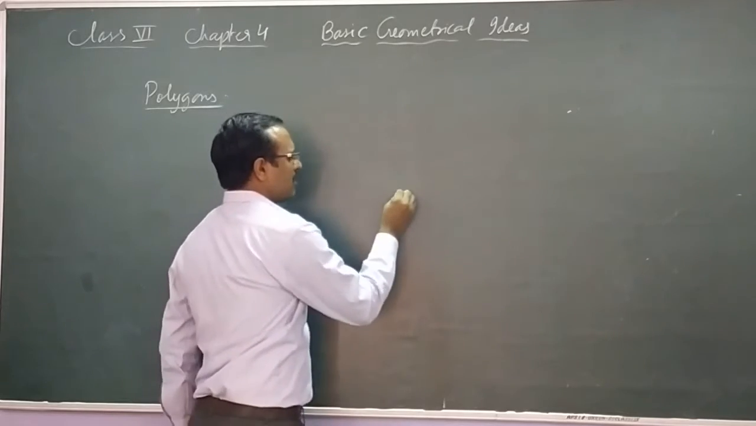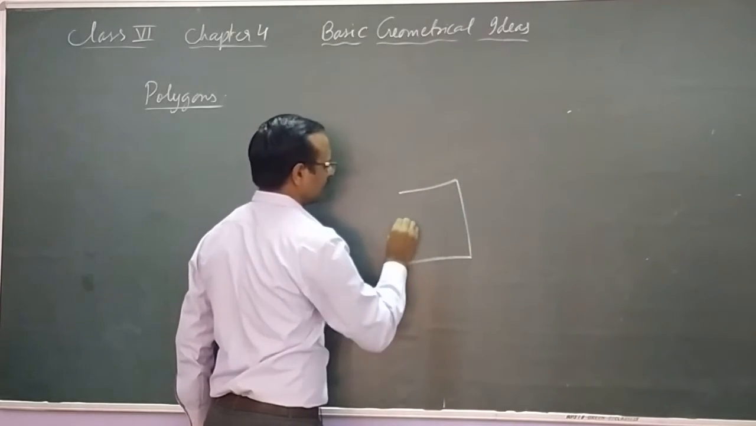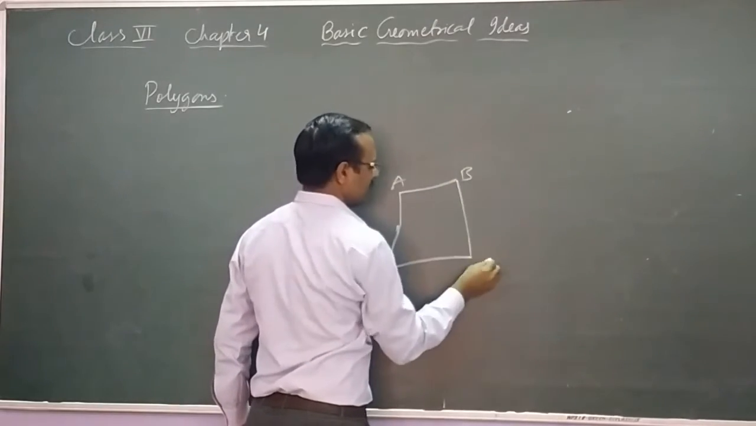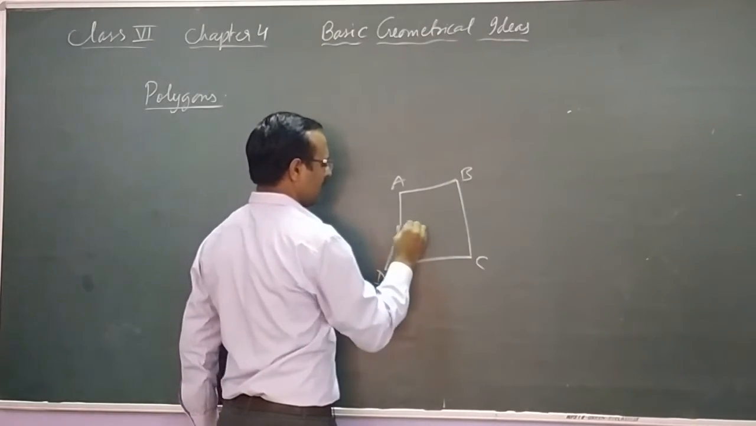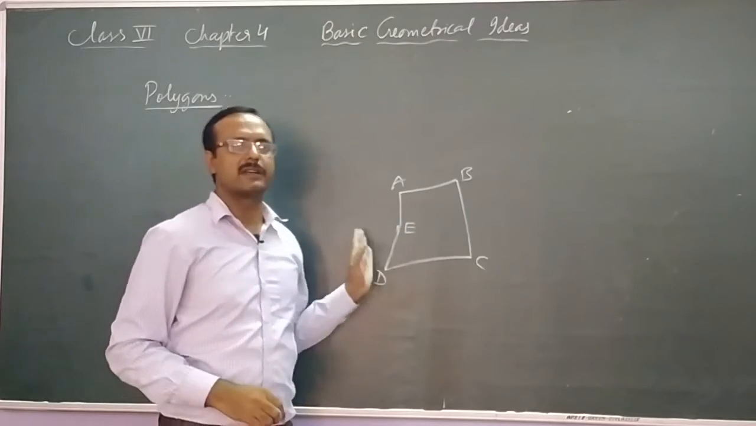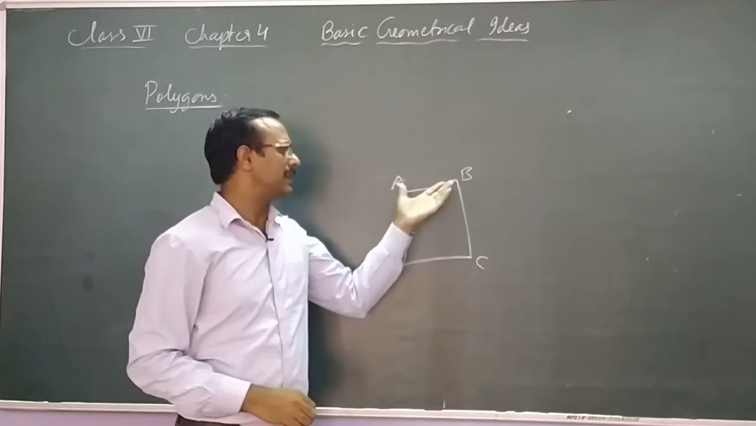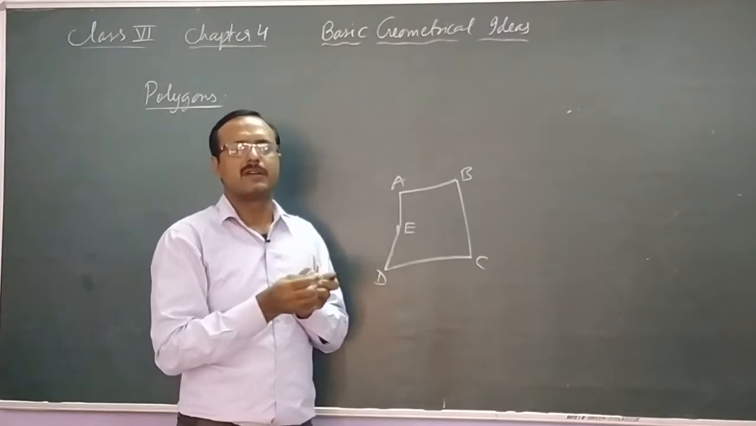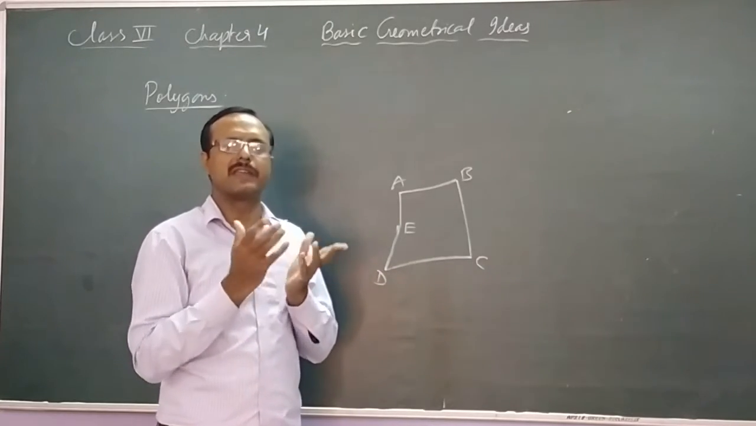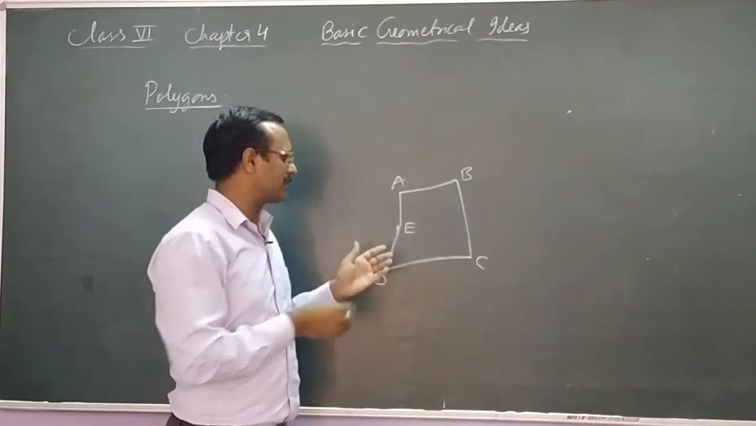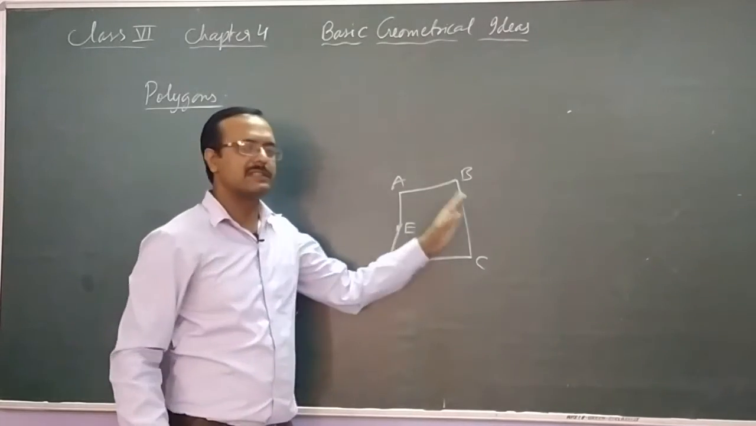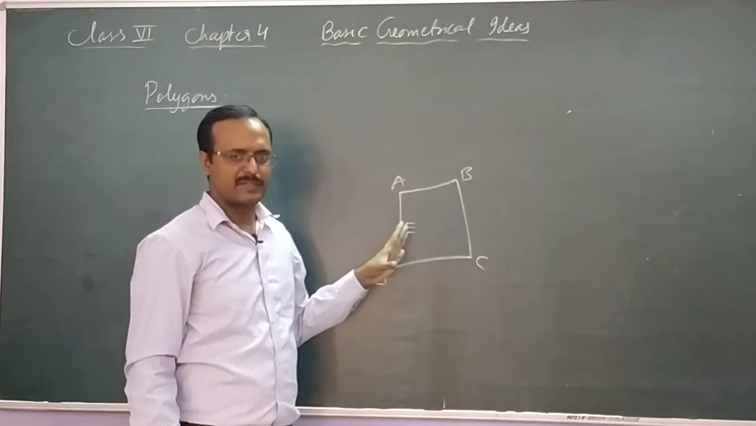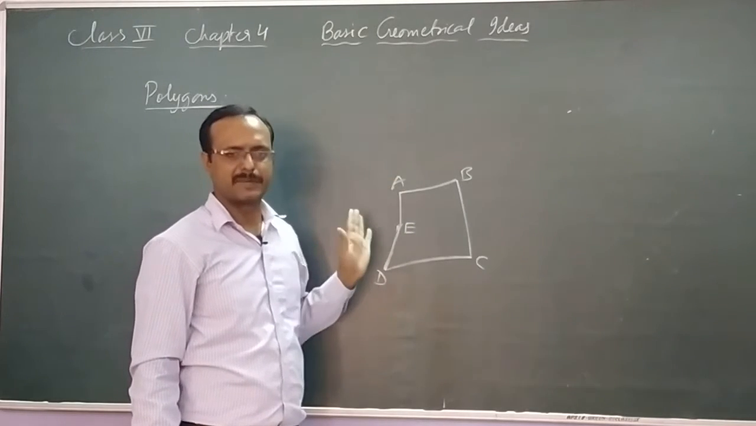So if I draw a figure like this, A, B, C, D, E. This is a closed figure and it contains only line segments. It does not have those curvy shapes, or you can say they do not have any curves. So you can say a polygon is a type of curve which only has straight line segments.